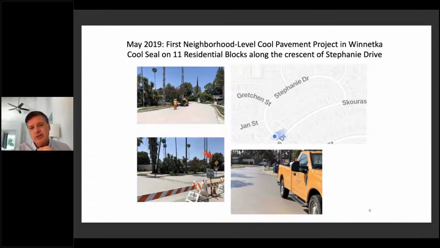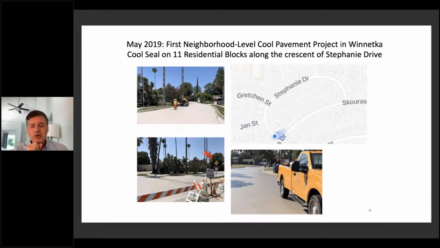So then we set out to do neighborhood level pilots where we would place cool pavement coatings on multiple streets in a neighborhood and plant some shade trees. Now we know the shade trees we're planting, the 24-inch box trees, aren't going to produce substantial shade until they grow a little bit, but we decided to pair together the proven intervention of shade trees with the emerging intervention of the cool pavement coating.